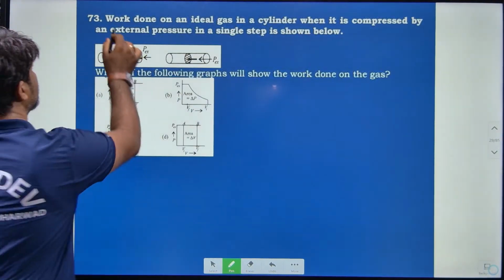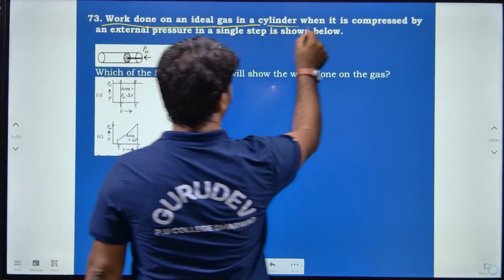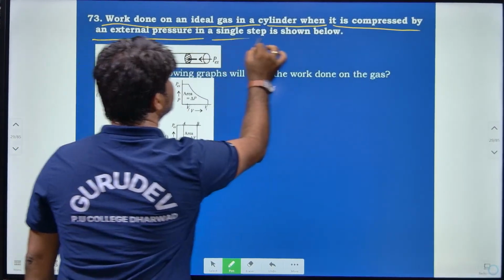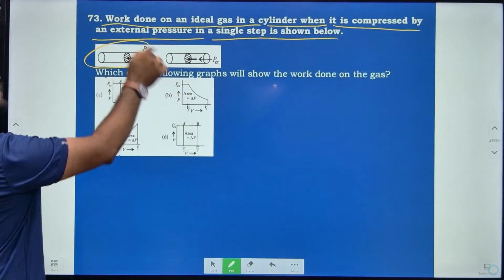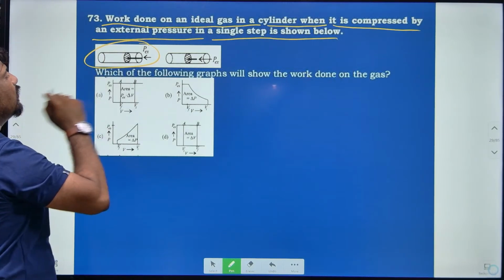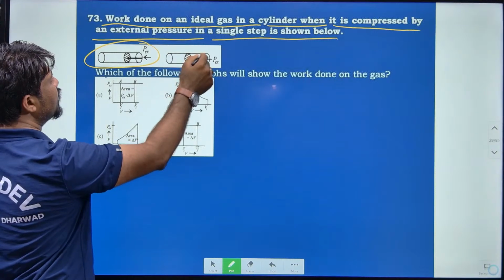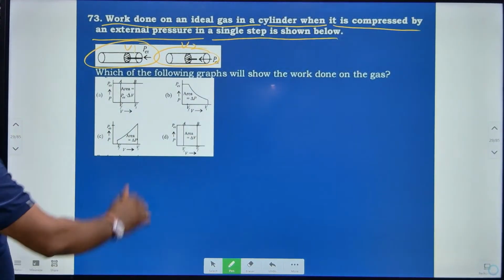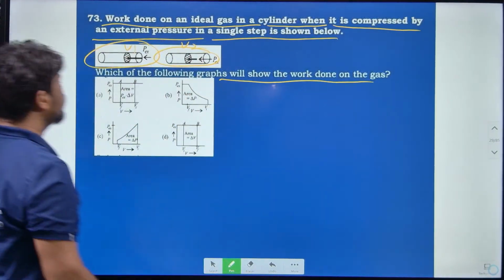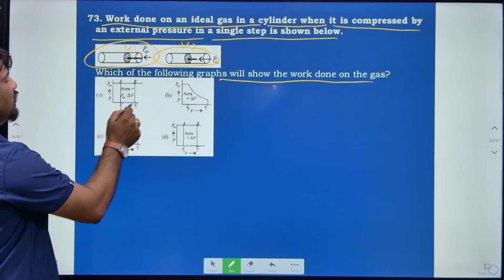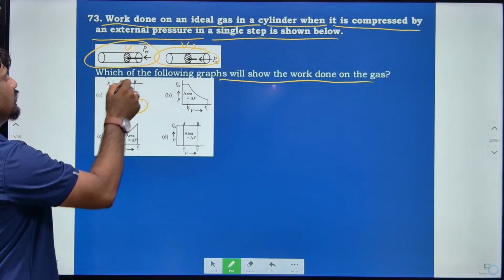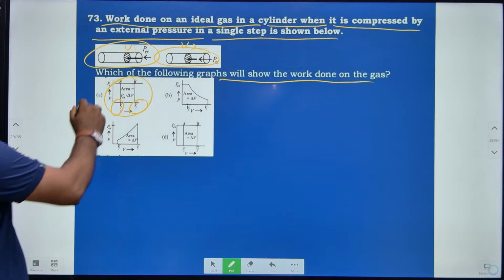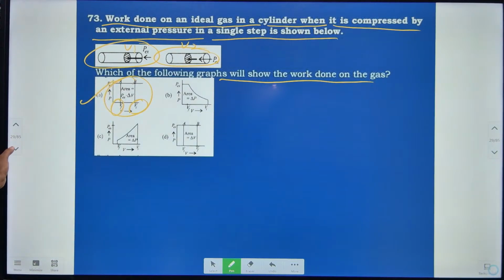Well, go to the next. Work done on an ideal gas in a cylinder when it is compressed by external pressure in a single step is shown as. This is the piston present in the cylinder. Keeping the external pressure constant, when we apply pressure here, the volume changes from V1 to V2. Which of the following graphs will show the work done? The area is equal to the external pressure times the change in volume. So answer A is the right answer for the question.